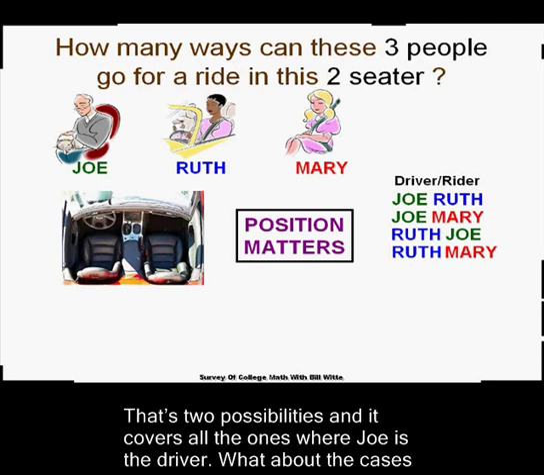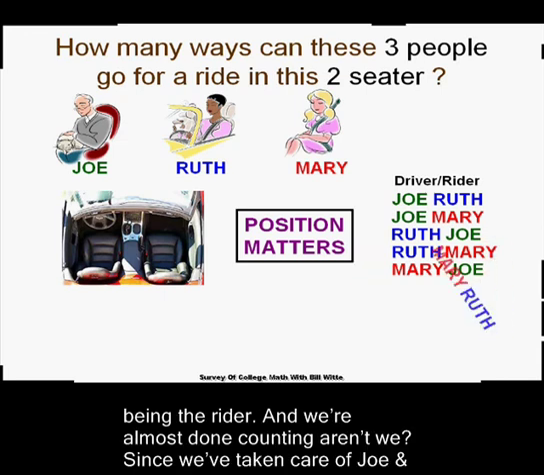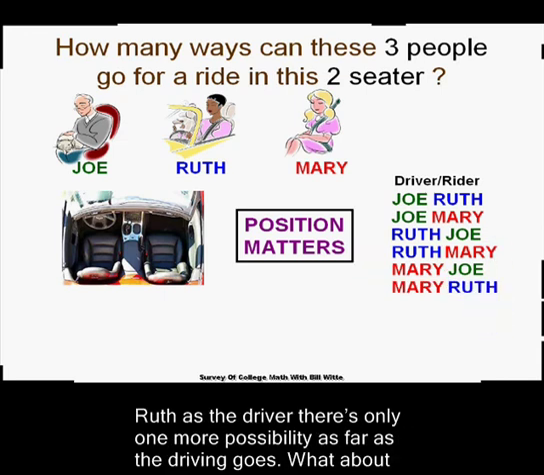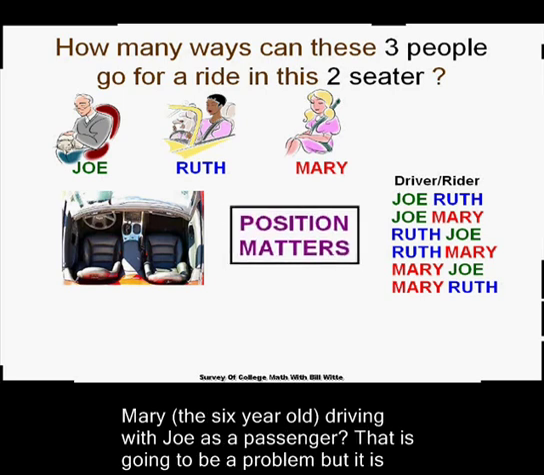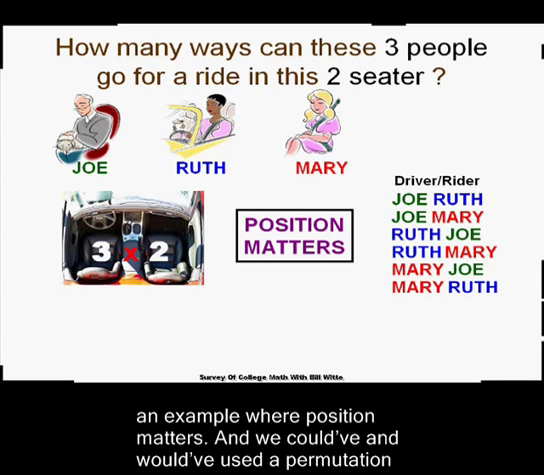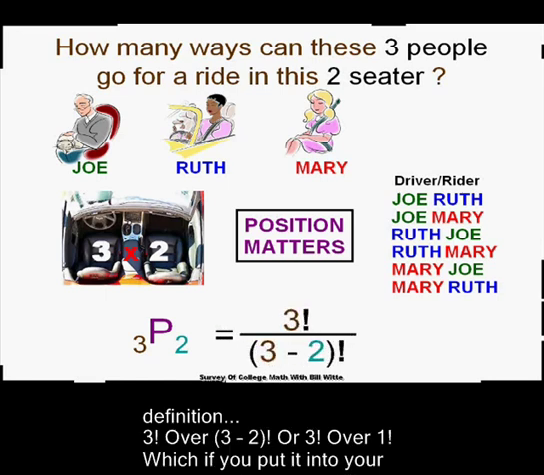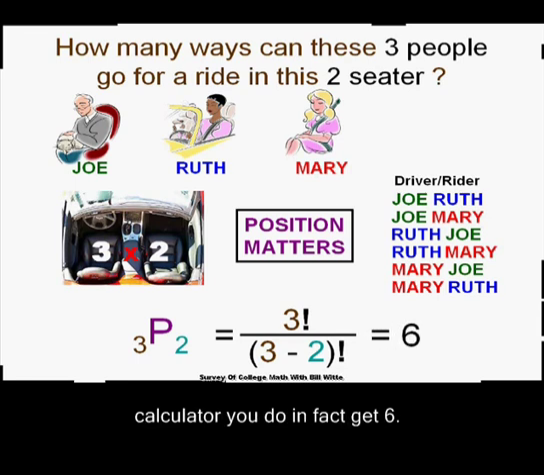Then, just to emphasize how much it really matters where you're sitting, we had Mary driving, with Joe or with Ruth. And in this case, as you can see, position mattered, and we had 3 times 2 ways to do this. We called that a permutation of 3 things taken 2 at a time. And the way to calculate it was just this. Don't forget that 3 minus 2, or 1 factorial, comes out to 1. So we did get the 6, as you can see.